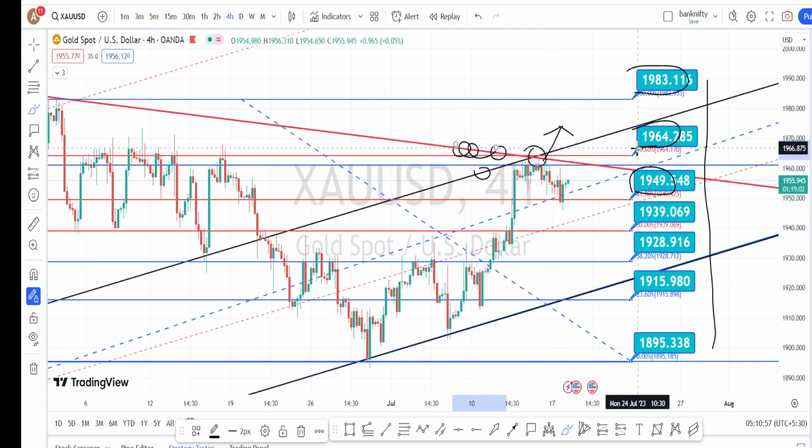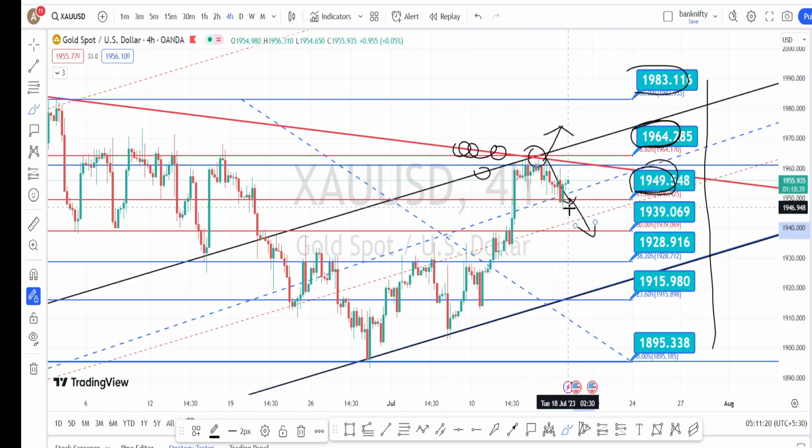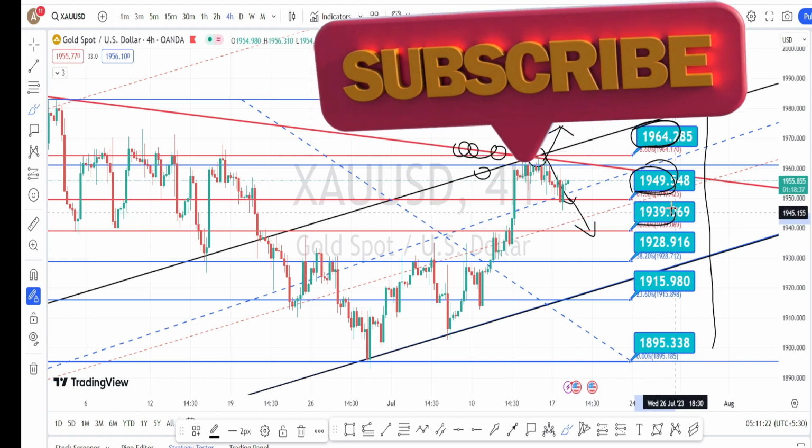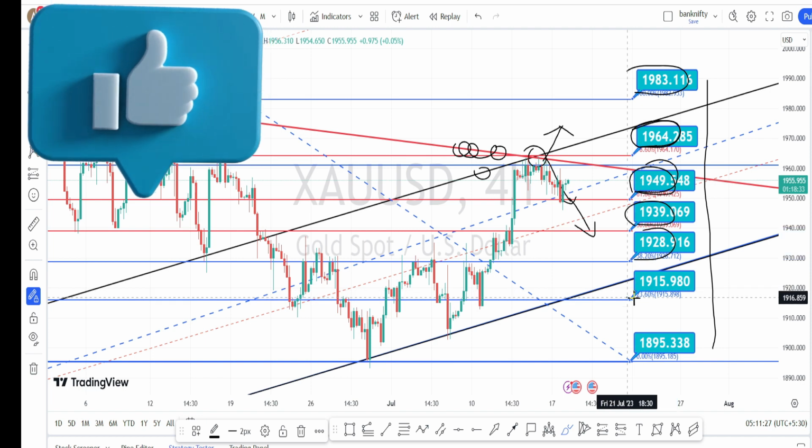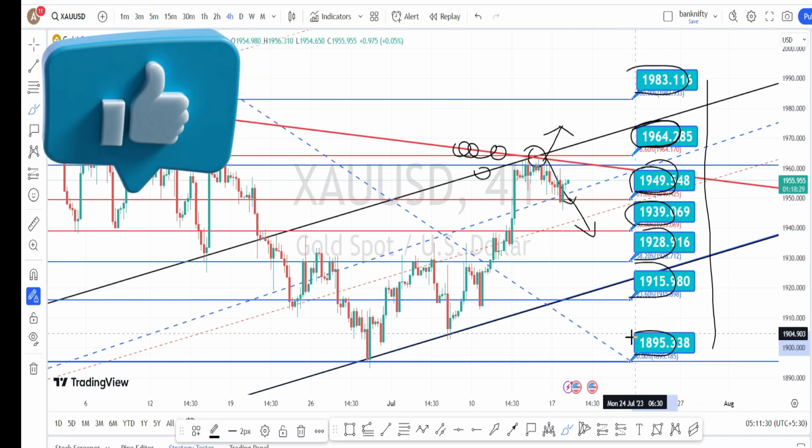And if the price action fails to break this resistance level of 1964 on the bullish side, wait for the price action to break the current support level of 1949, based on which you can freshly enter a bearish side trade, and the next level of support is going to be around 1939, 1928, 1915 and 1895.